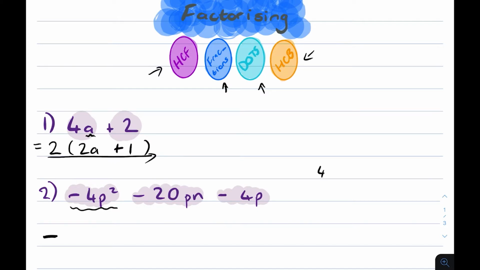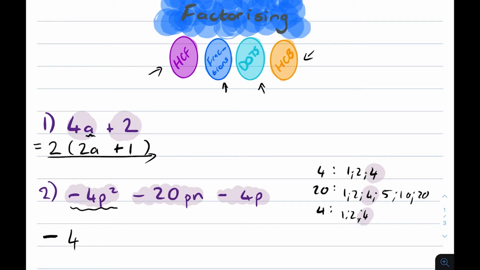So you have 4, 20, and 4 again. So you can write out your factors, 1, 2, and 4, 1, 2, 4, 5, 10, and 20, and then 1, 2, and 4 again. So now you can quickly have a look at those. The highest common factor is 4. So already you know that you can then factorize out or take out a 4.